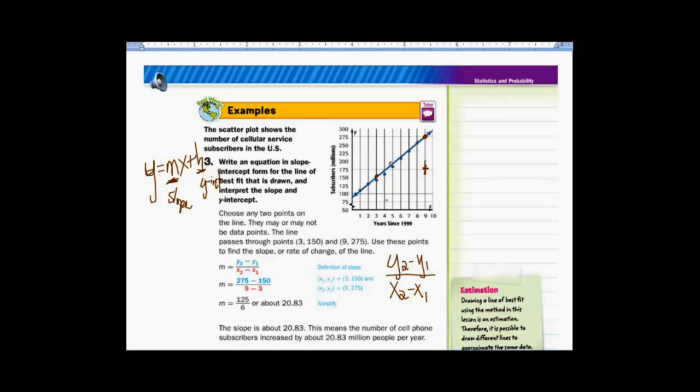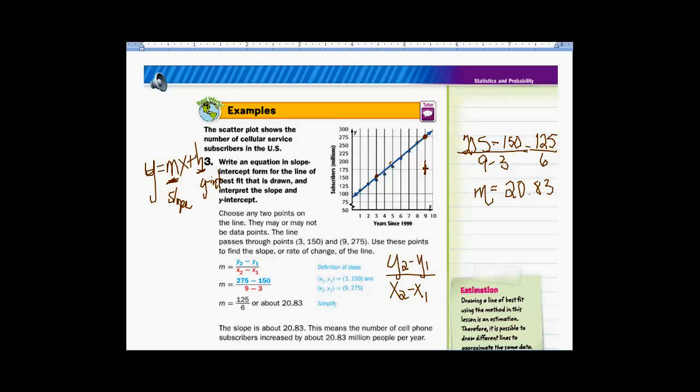So if I take my y2, 275 minus 150, over x2, which would be 9 minus 3, so I've got 125 divided by 6. Now obviously if you use your calculator, it's not going to come out even. Here we go, 20.83. Weird looking slope.